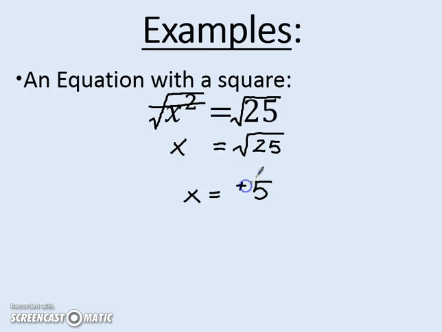But when an equation with a square has been square rooted and it's out of context, meaning it's not part of a real world situation, there is more than one answer. Positive 5 times positive 5 does make 25, but so does negative 5. Negative 5 times negative 5 makes a positive 25. So every equation with a square has two answers, one that's positive and one that's negative. So x equals plus or minus 5.